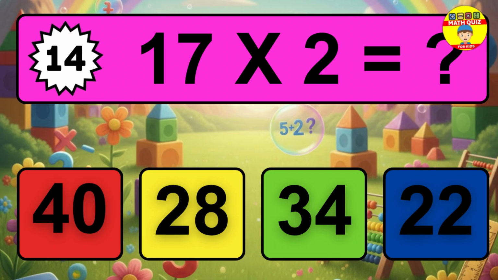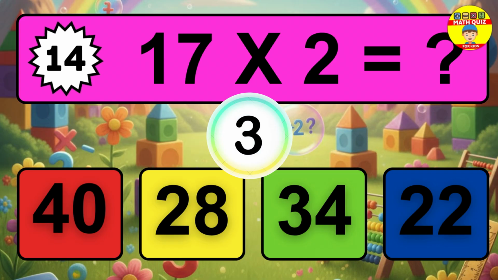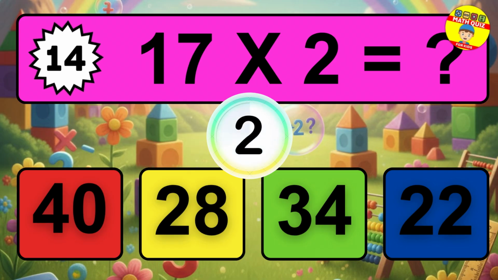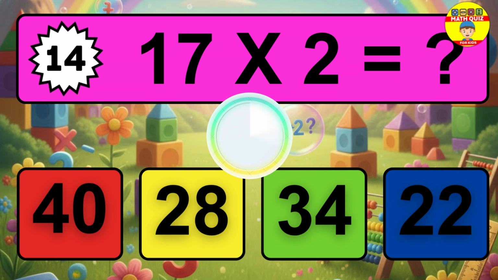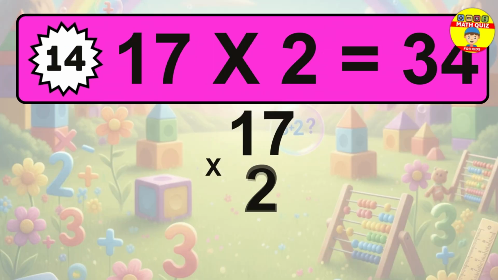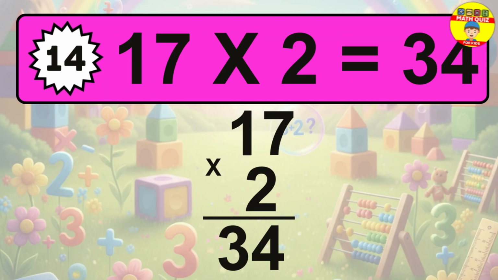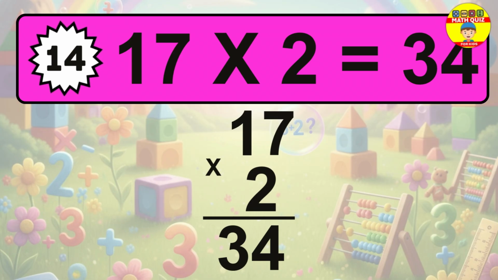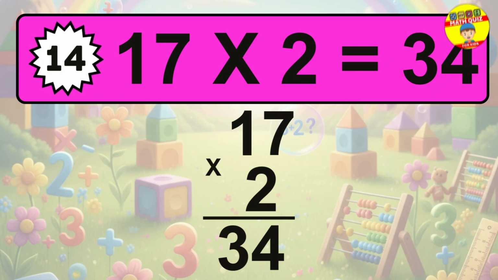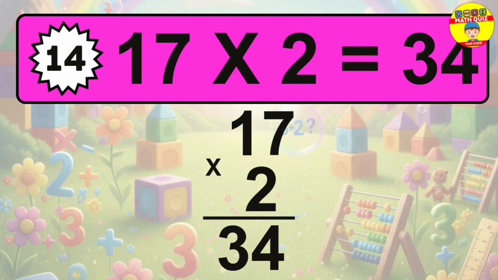Question 14. 17 times 2 equals what? So the answer is 17 times 2 is 34. To calculate, we have 17 groups with 2 balls each one. So how many balls do we have? 34 balls.